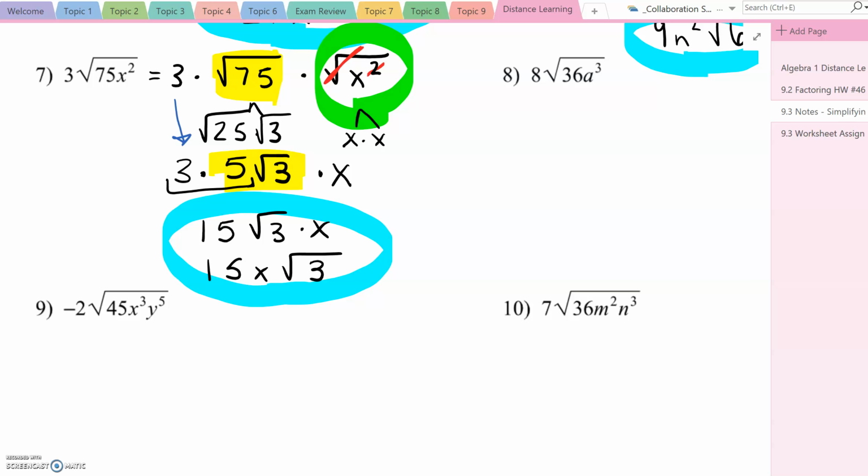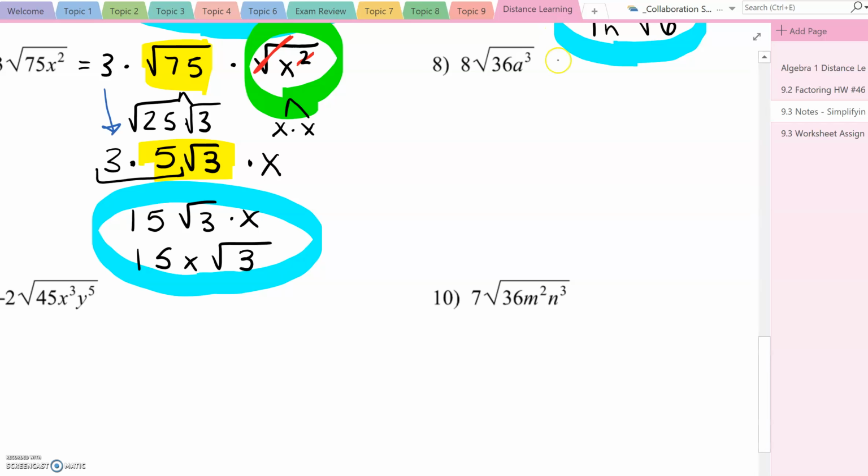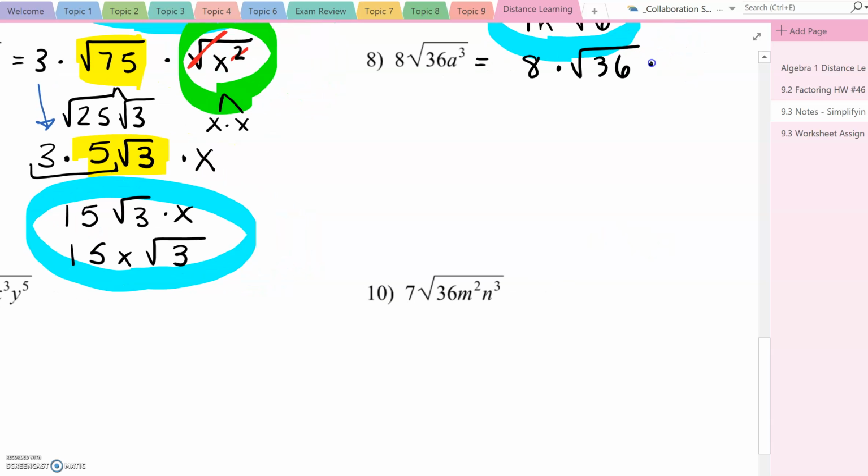Number 8, we have 8 times the square root of 36a cubed. So let's look at this one here. Let's break this down into 8 times the square root of 36 times the square root of a cubed. And just to be consistent, we'll start with this square root. So what is the square root of 36? What number multiplies by itself to get us 36? That answer, 6 times 6, just 6 is our square root of 36. So we have 8 times 6. That 8 came from right up here.